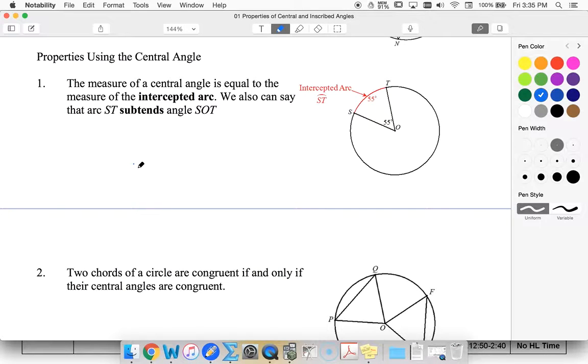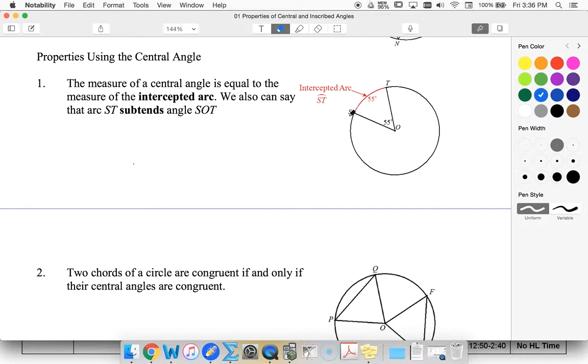All right, now we're going to talk about some circle theorems. So notice that we can measure arcs either using our traditional method of measure like centimeters, or we can measure them in degrees. So notice that an intercepted arc matches the central angle.